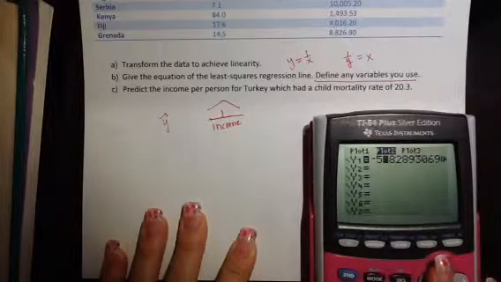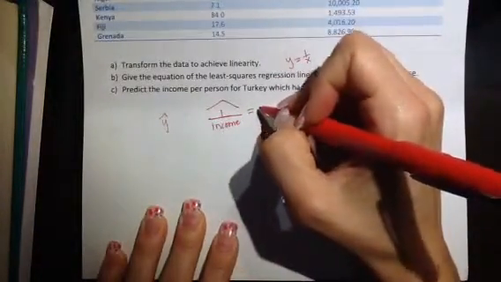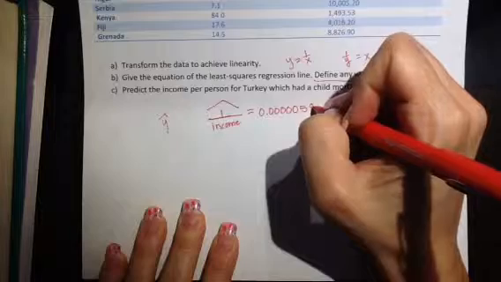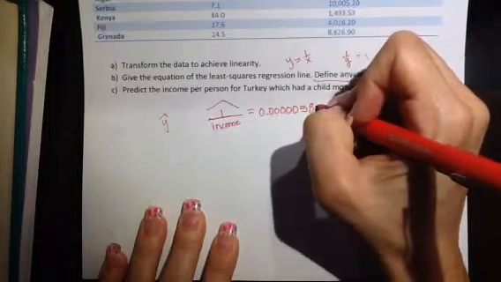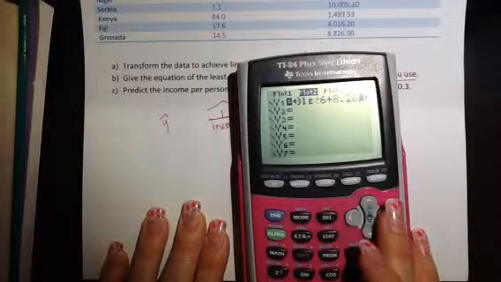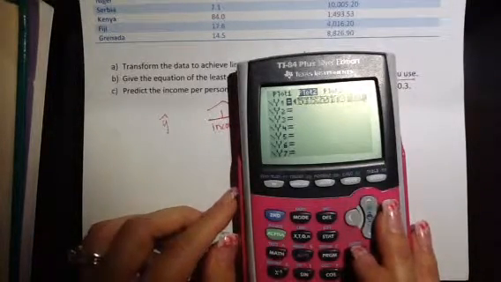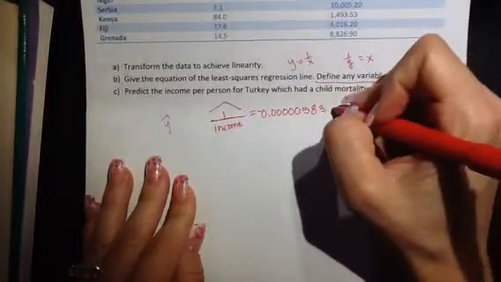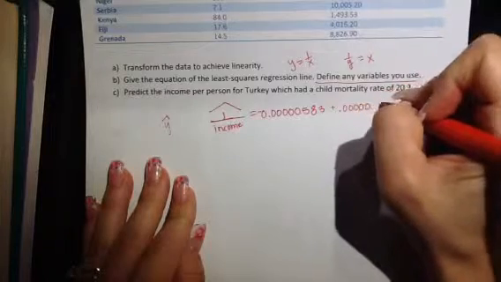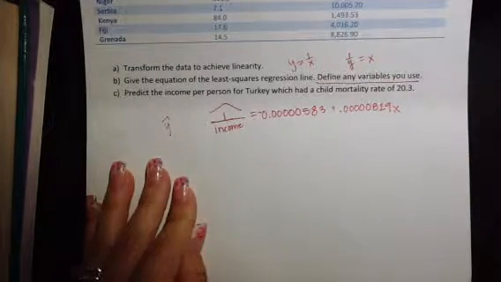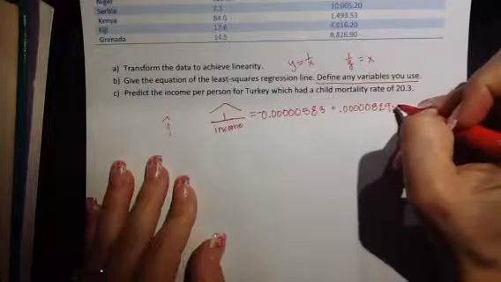And then I'm going to go with what I had in my calculator. So that was negative 5.829, but it was e to the negative 6. So I'm going to make that 0.000005829, and remember that was a negative number, and then it said plus 8.28. Now I'm going to double check first. Yep, that is also in scientific notation. So again, I have 0.000008289 x. And remember that x was actually our children under 5.